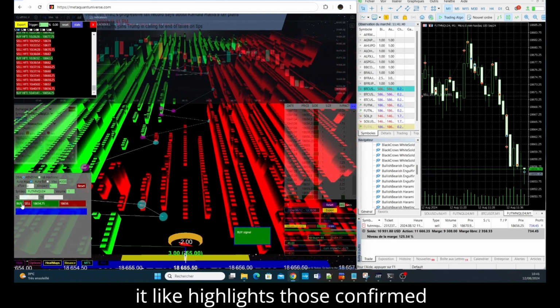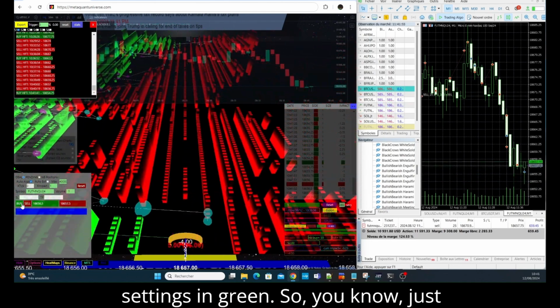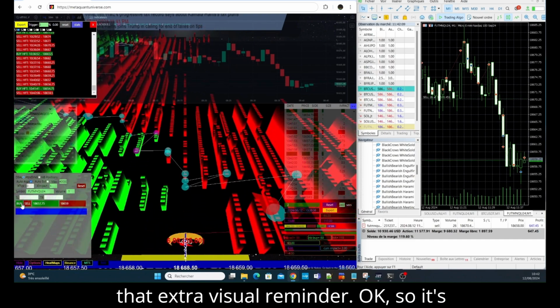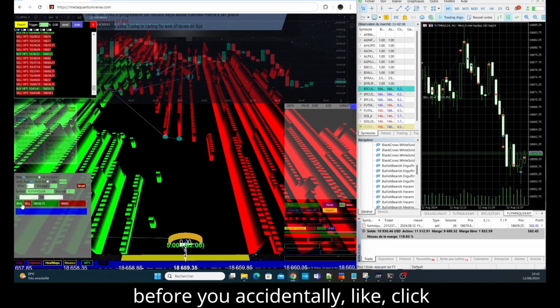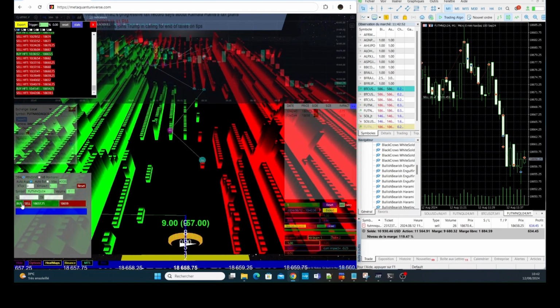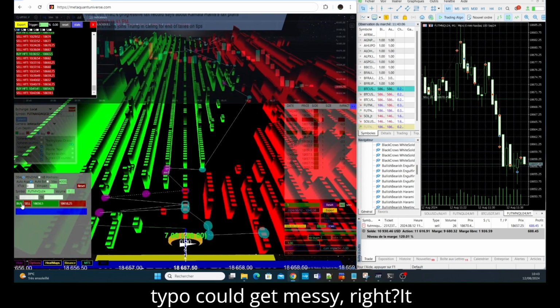Oh, interesting. And it highlights those confirmed settings in green. So, just that extra visual reminder. Okay, so it's like that extra, are you sure? Before you accidentally click something and throw your whole strategy off. Exactly. Because one little typo could get messy.